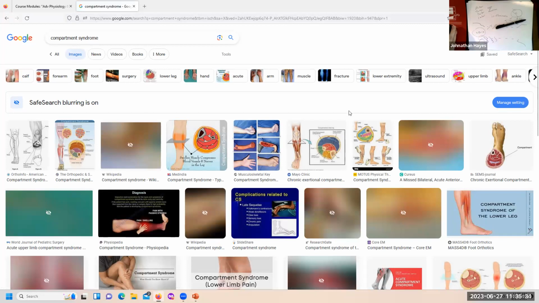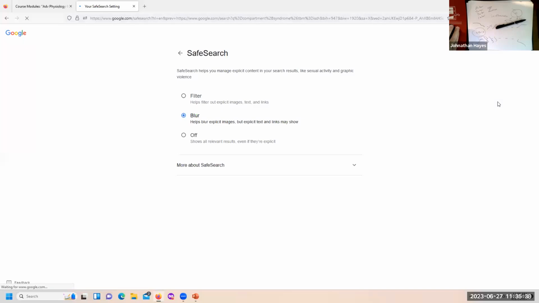Let's get rid of, how do I get rid of that? Manage settings. Oh, let's turn that off. Blur filter off. Okay. Go back. All right.